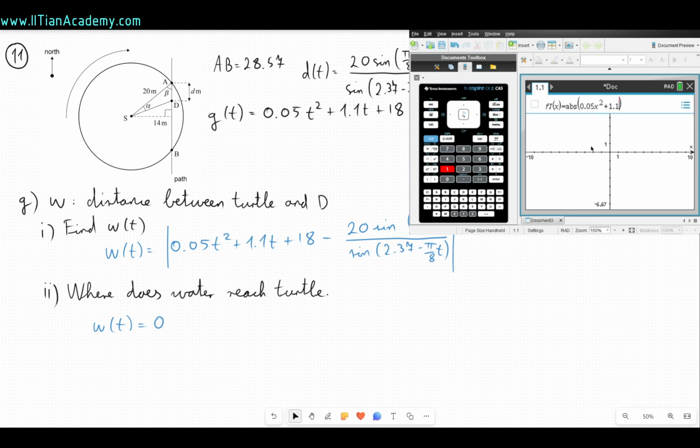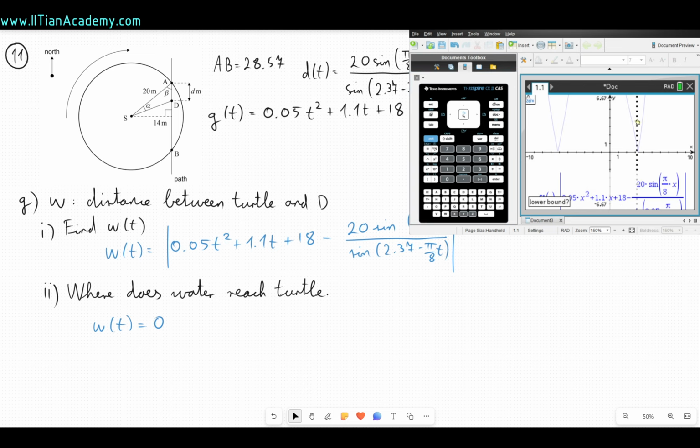So 1.1x plus 18, and then minus a big fraction 20 sine pi over 8x, and this is all divided by the sine of 2.37 minus pi over 8 again times x. And now I see that I've put the x in the wrong place. It has to be inside of the brackets like this, and hopefully this should look like this.